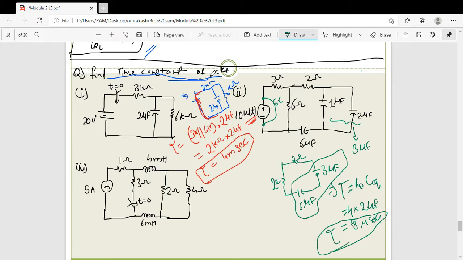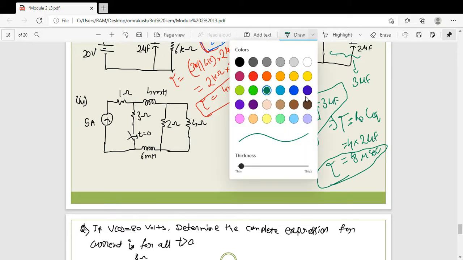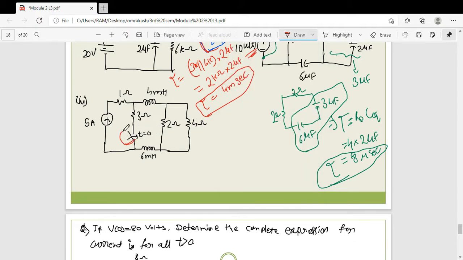So I hope this is clear to you. Now, the same way, you have to solve this circuit. What happened in that circuit? See, after closing this switch, the circuit is short circuited from this switch, because this switch is closed.